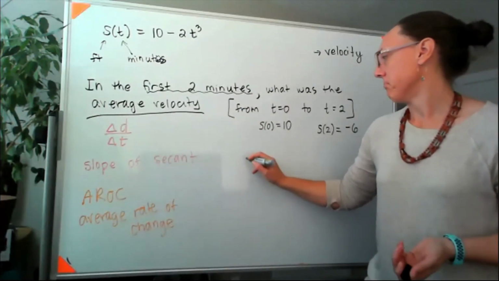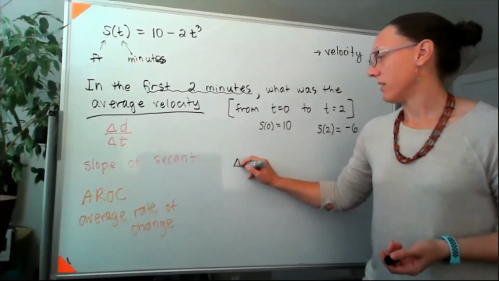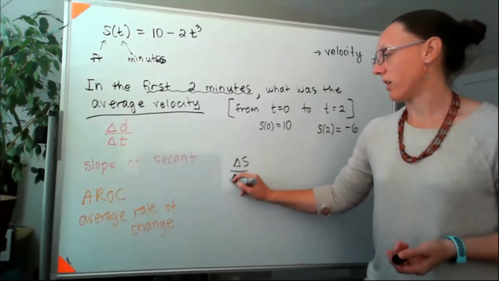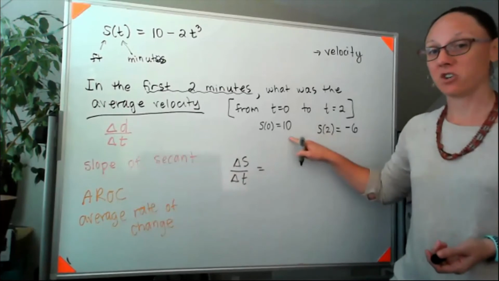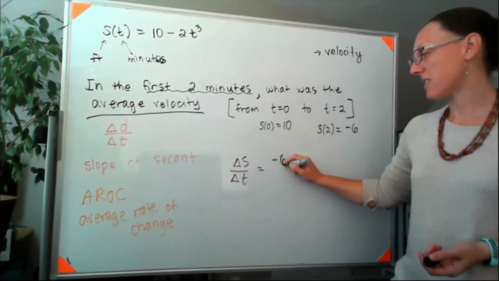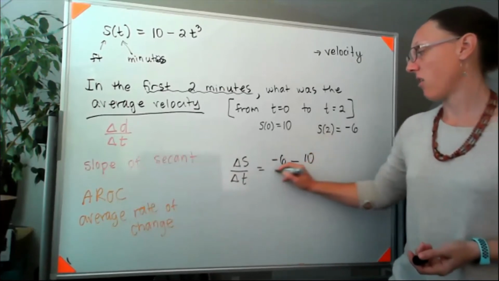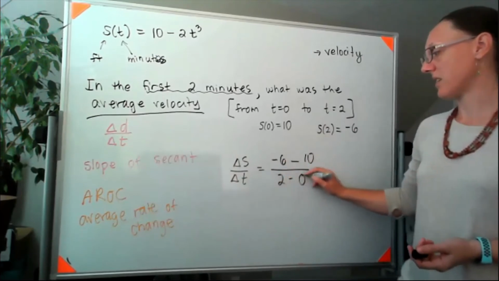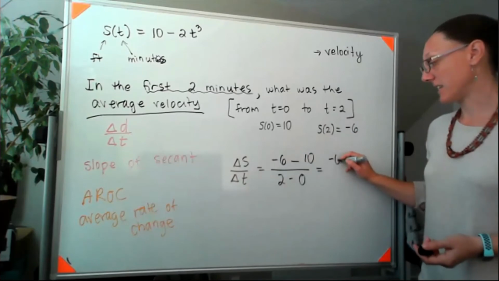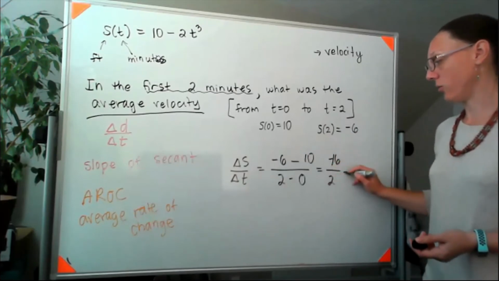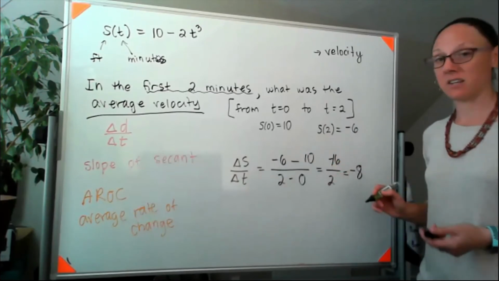And I'm looking for the change in s over the change in time, or final minus initial. So -6 minus 10 over 2 minus 0. So it looks to me like I get -16 over 2, or -8.